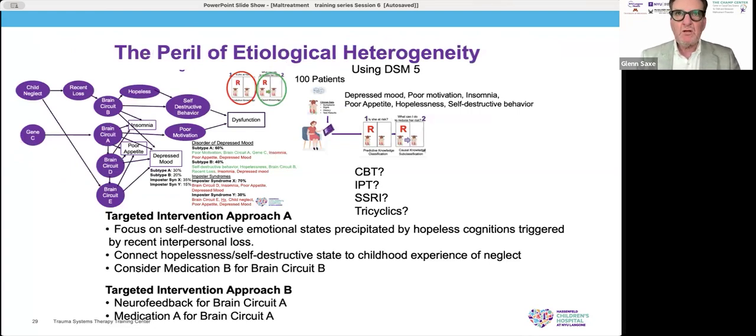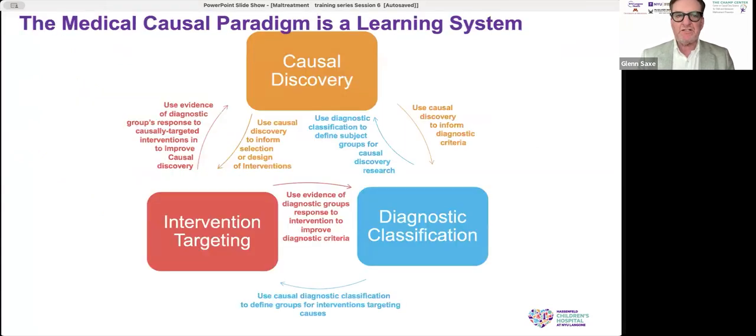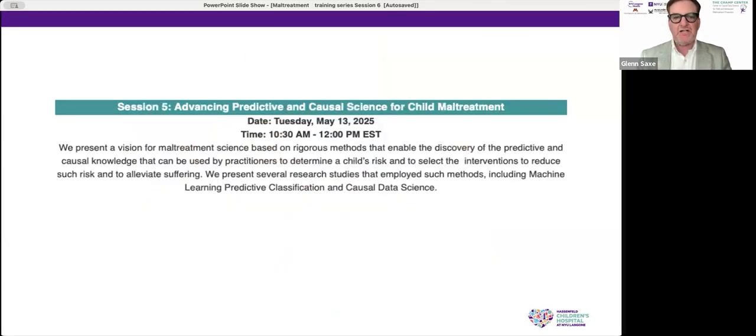We talked about etiological heterogeneity, that many causes have serious implications for how we use our diagnostic system, and then talked about the triad here: causal discovery, diagnostic classification, intervention targeting, as part of a learning system to get better and better and better as necessary. And then last session, we talked about how to use methods to enable this.